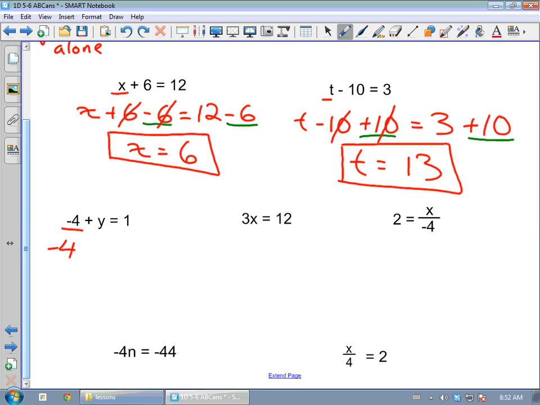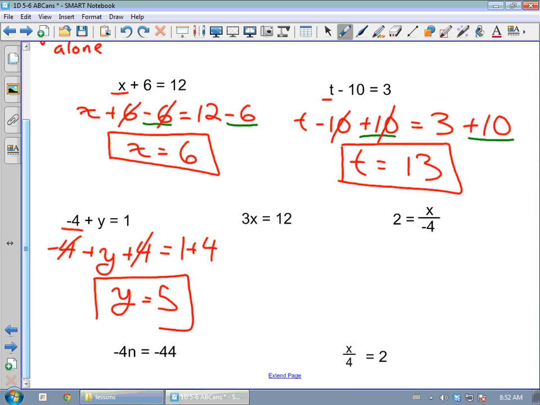So I've got my negative 4 plus y. I'm going to add a positive 4 there. If I do that on one side, I've got to do the same thing on the other side. Positive 4 there, positive 4 there. So if I've got a negative 4 and a positive 4, they cancel each other out. 1 plus 4 gives me 5. And there we go. I'm exactly where I wanted to be. y equals 5.